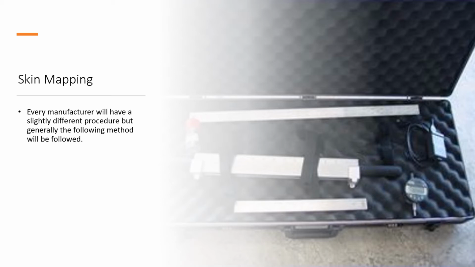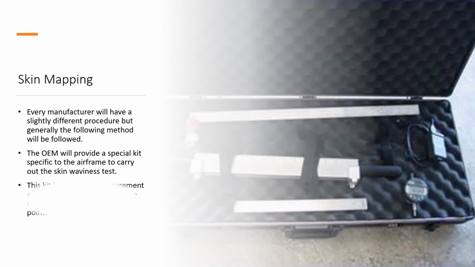Every manufacturer will have a slightly different procedure, but generally the following method is kind of common. So the OEM will provide a special kit specific to that airframe to carry out the skin waviness test. This kit will include the measurement equipment as well as a template for marking the measurement points on the skin.